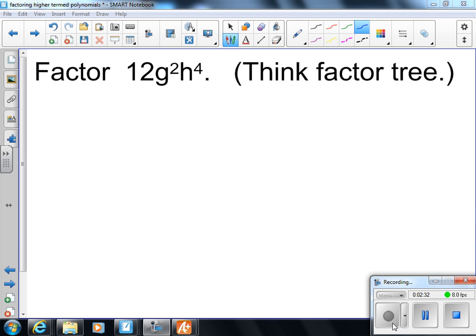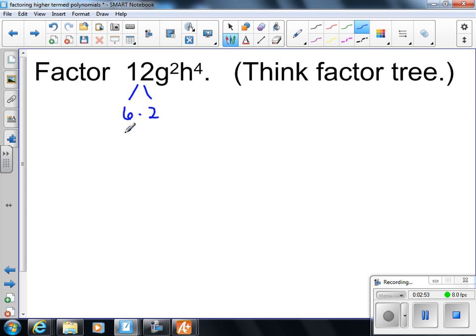Okay, next I want you to factor 12g to the second, h to the fourth, and we're going to think factor tree. Now, I'm not finding the greatest common factor yet. I'm just kind of breaking this one down. So when I think factor tree, think of the prime factorization of 12. What do you get?